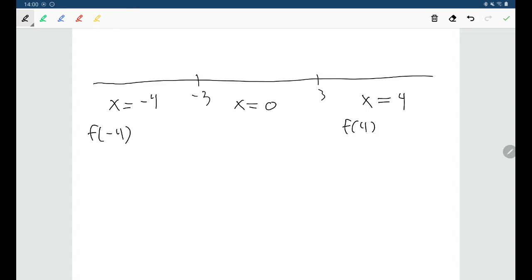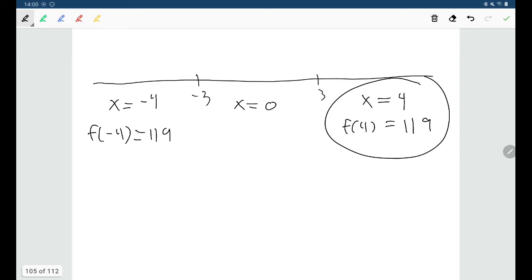And in fact, you can confirm this, that if you put in -4 into your function, you get a y value of 119, and that's the same as the y value you get when you put 4 into your function. You also get a y value of 119. So if you notice that this is an even function, then automatically once you've figured out what the y value is when x is -4, then you've also figured out what the y value is when x is +4.